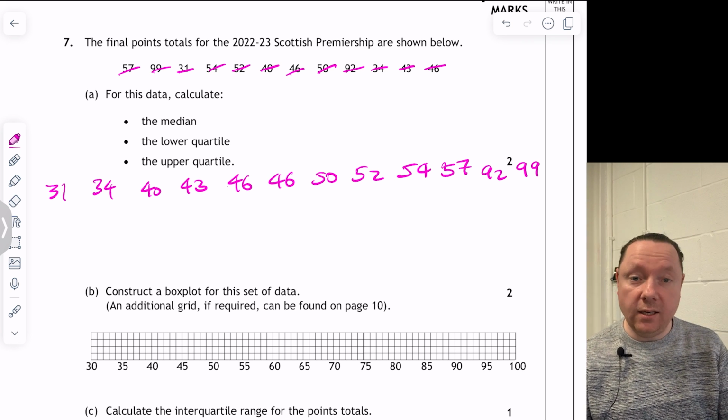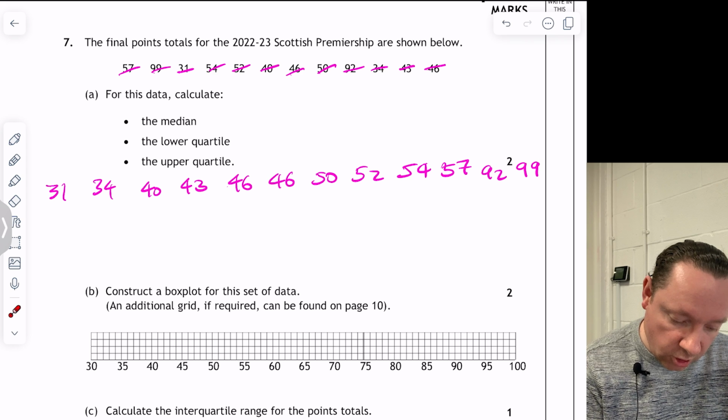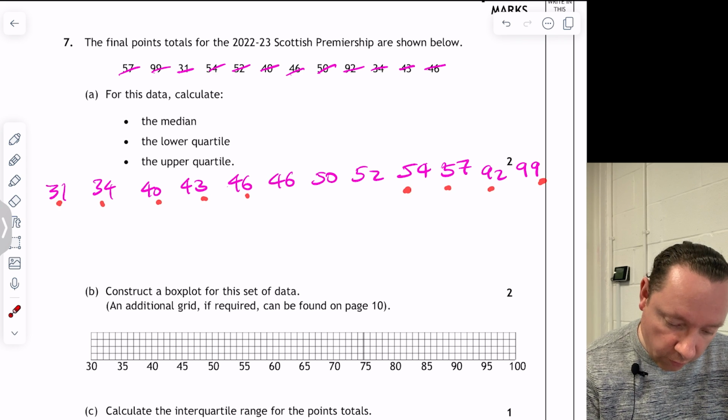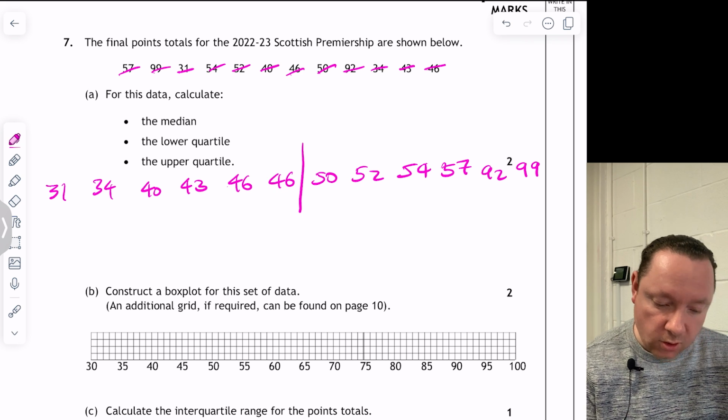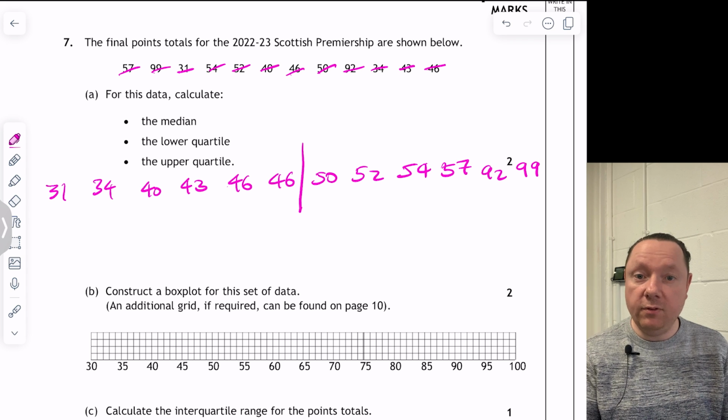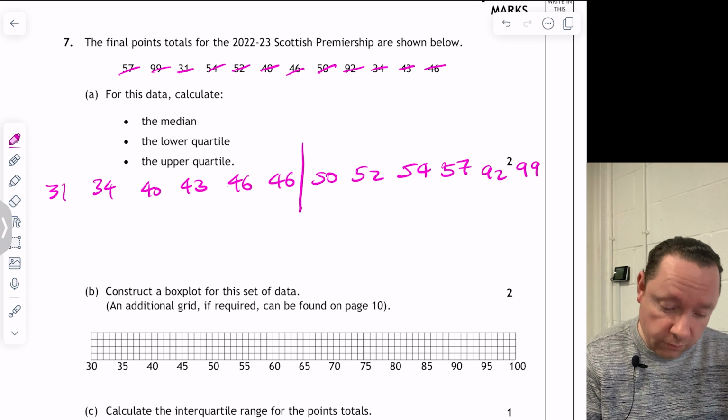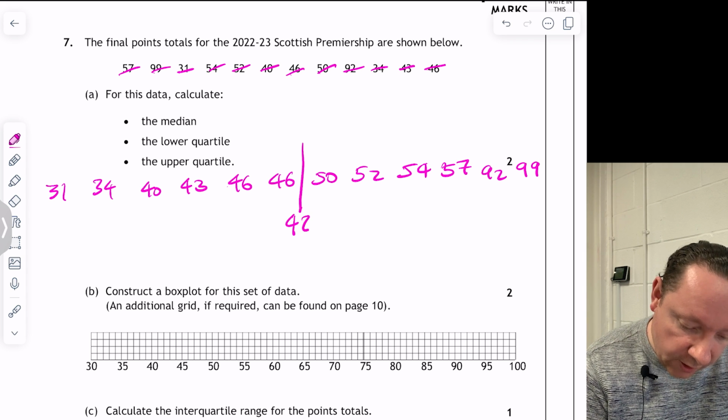So I want the median, that's the one in the middle when you put them in order. So let's check how many there are. 1, 2, 3, 4, 5. 1, 2, 3, 4, 5. So I've got 2 in the middle. So it's in the middle of those 2. So our median is right here. So 46, 47, 48, 49, 50. There's 4 in between there. So 2 more, 48.